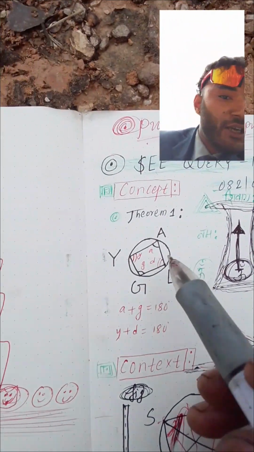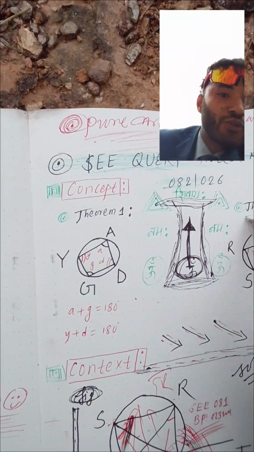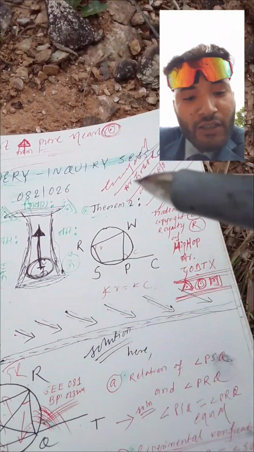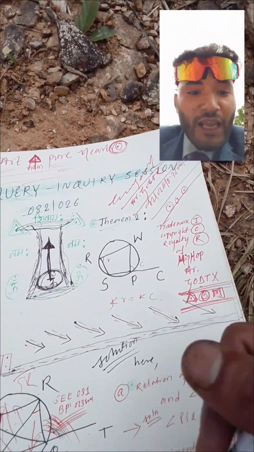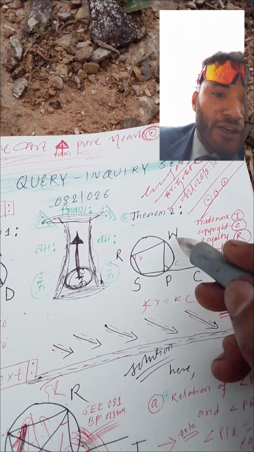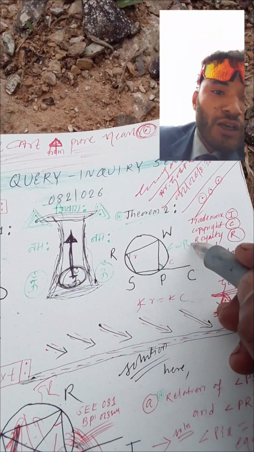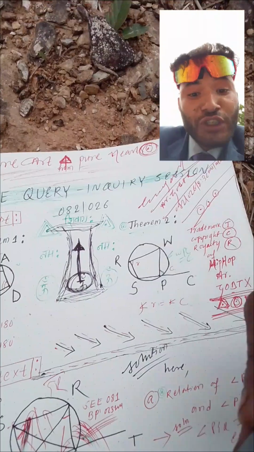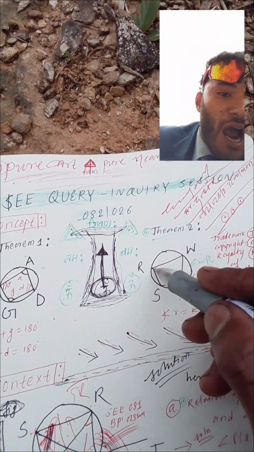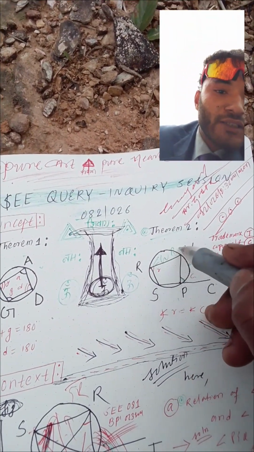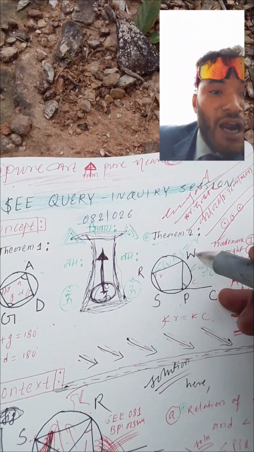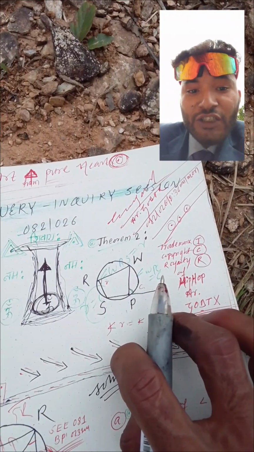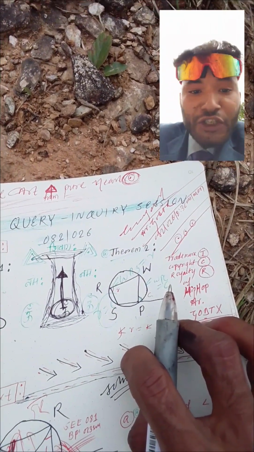Here, let me take the cyclic quadrilateral theorem, theorem 2. Let us forget about theorem 1 for now. Theorem 2 states that the exterior angle, for example angle WPC, let us suppose it is C, is equal to the interior opposite angle, angle WRS, let us suppose it is R. So R is equal to C. That is theorem 2. That means the exterior angle of a cyclic quadrilateral is equal to the interior opposite angle.